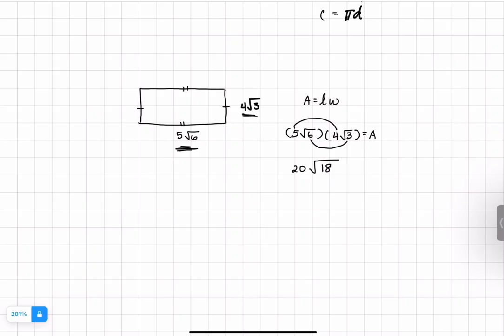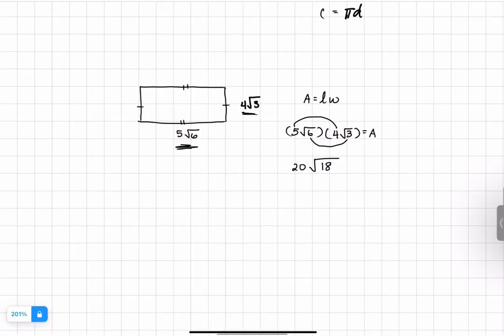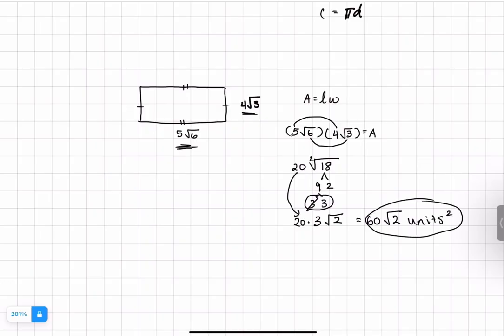Well, this can be simplified further into 9 times 2, 3 times 3, there's a 2 there, right? So 3 root 2, bring the 20 down, so 20 times 3 equals 60 root 2 units squared. So this would give you full credit, and that is our answer. Okay, let's look at an example of a square.